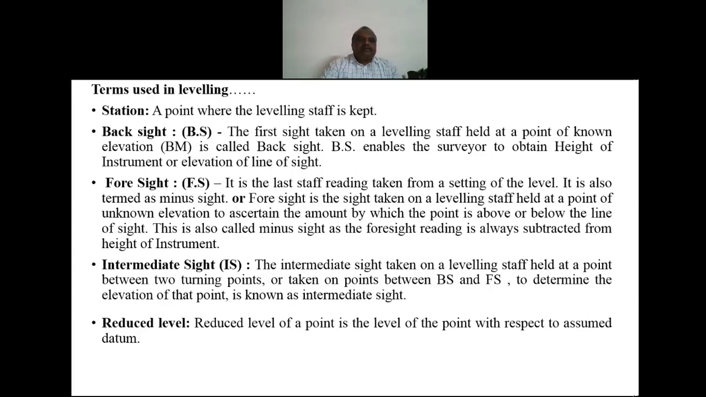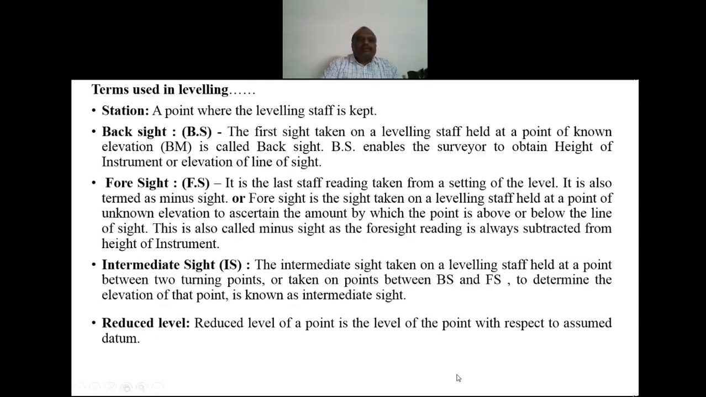And what do you mean by foresight? It is the last staff reading taken from a setting of the level. It is also termed as minus sight. Foresight is a sight taken on a leveling staff held at a point of unknown elevation to ascertain the amount by which the point is above or below the line of sight or height of instrument. It is also minus sight as the foresight reading is always subtracted from height of instrument.